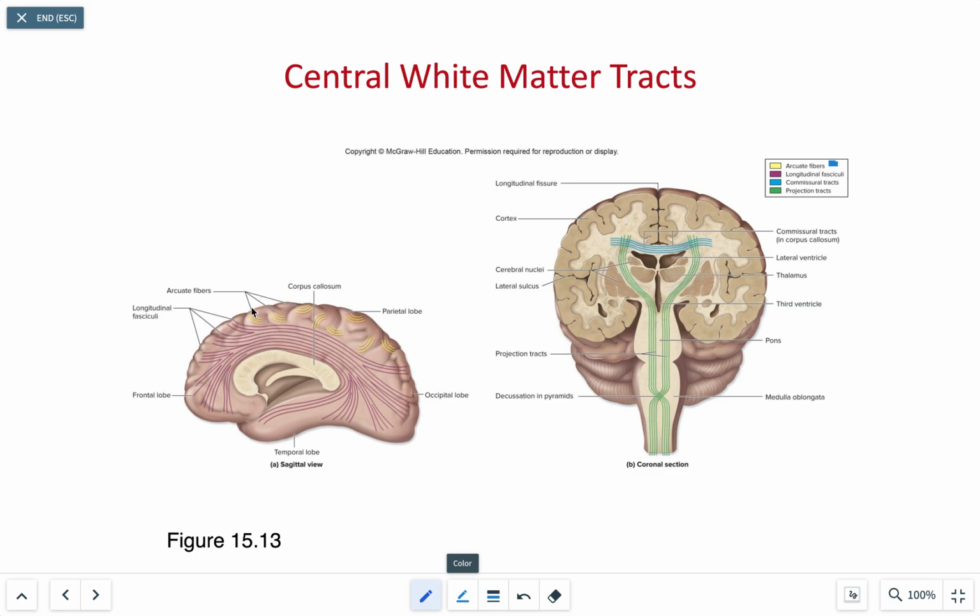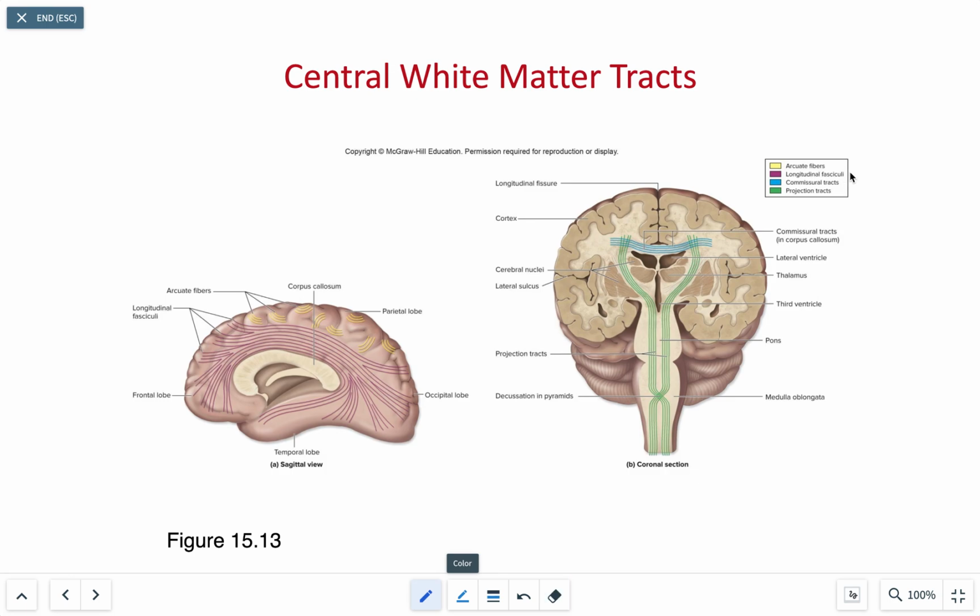They primarily connect the primary motor cortex of the frontal lobe with the premotor association area of the frontal lobe. So if the central sulcus was here, and we have the two areas of the premotor association and the primary motor cortex, these arcuate fibers are connecting within that same lobe.